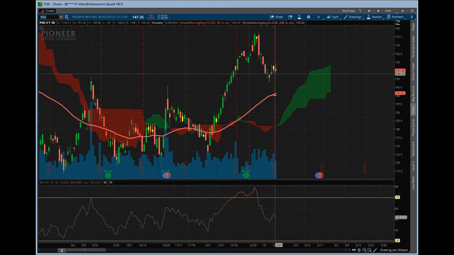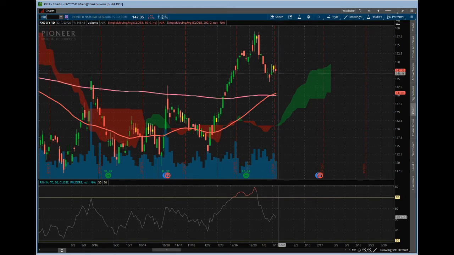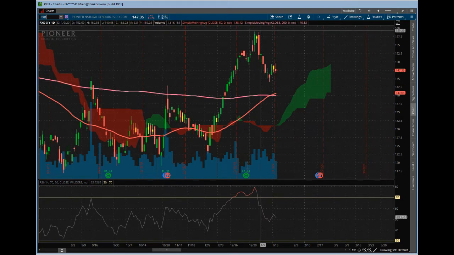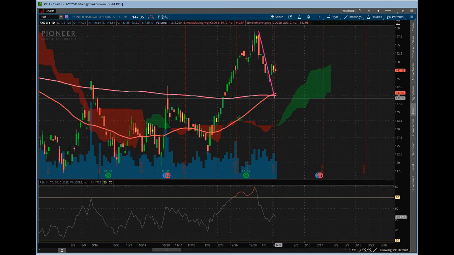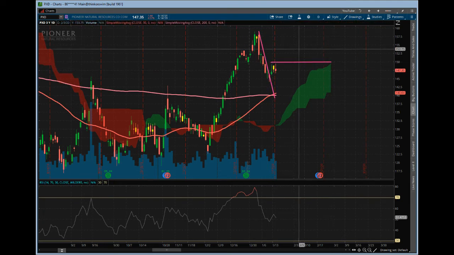Inside day, right, and then an outside day, right? Failed to break to the upside, failed to break to the downside, kind of closed within the middle of the range right there. But it's one we could keep an eye on, right? Again, here's kind of your key levels right here to see if we can get above those and see if we can get some volume for it to work its way back up.